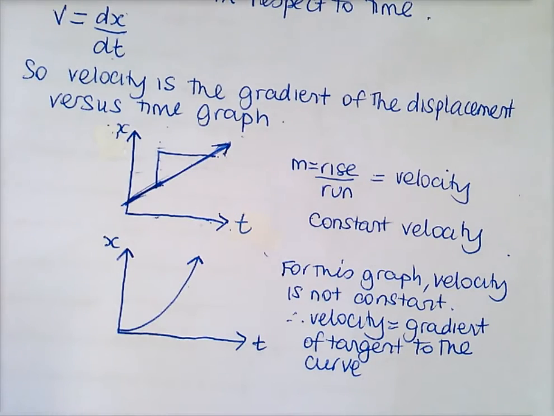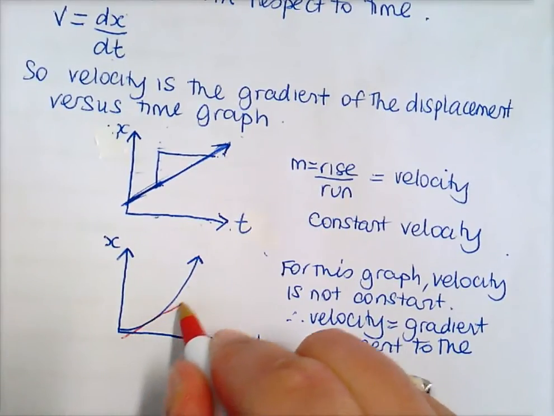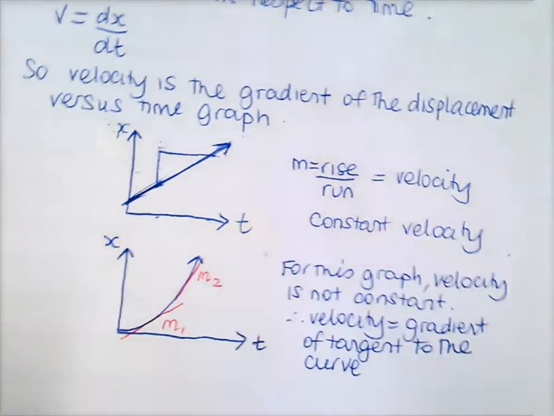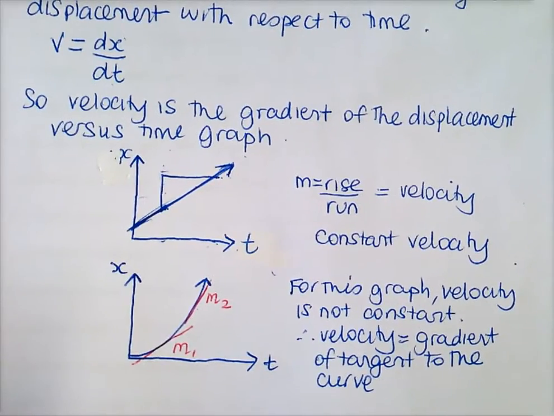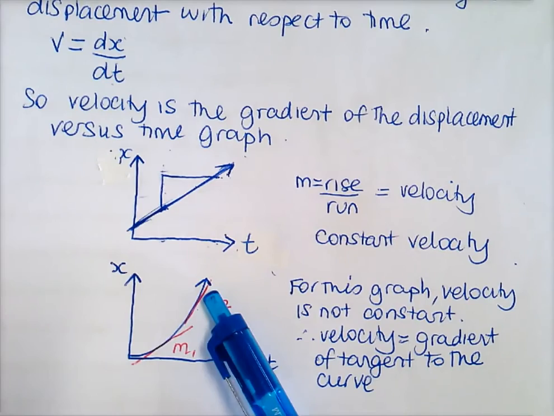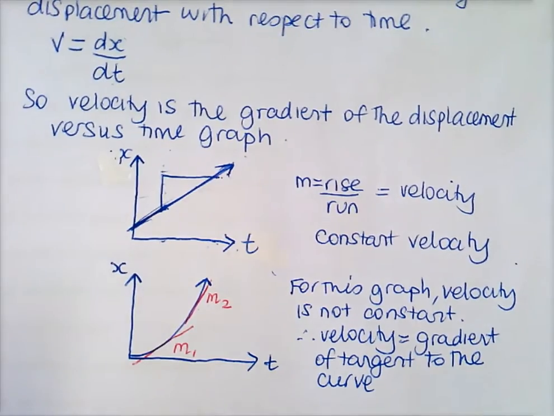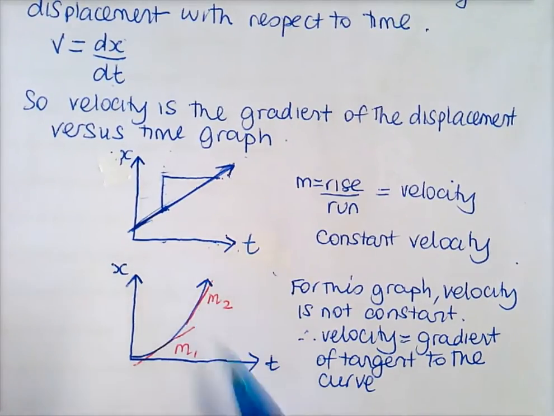Look at the gradient here and look at the gradient there. I'm going to call that gradient 2 and gradient 1. Looking at that graph, where do you think the gradient is bigger? Gradient 2, it's going faster. Gradient 1 is not as steep. So the particle is travelling faster, the motion is faster at position 2 than it is at position 1. So this would be speeding up.